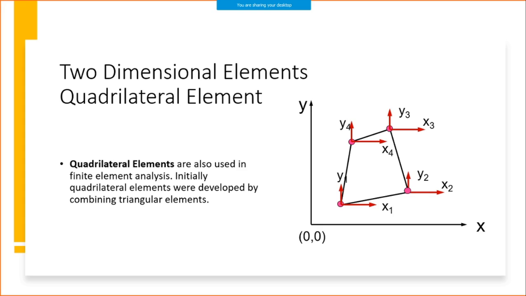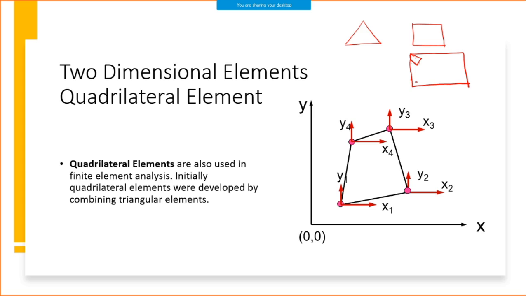There is one more element type, the quadrilateral element. In the triangular element you have a shape like this, and in the rectangular element the shape is like this. But most of the time, if you want to make a certain surface or area, your shape will not be fixed. My area may change like this, and maybe these lines are not parallel to each other.